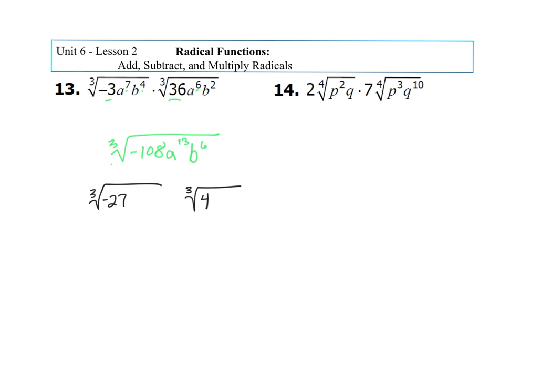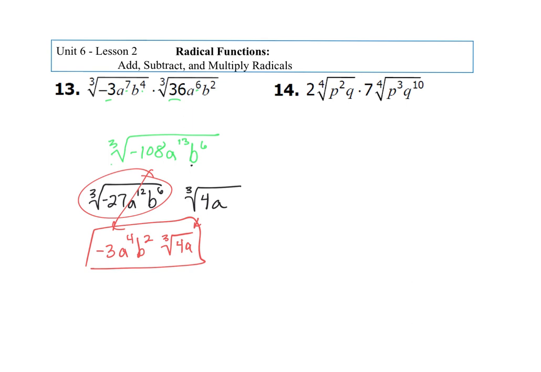Now my exponents have to divide by 3. 13 does not divide by 3. So if I kick out 1 from 13, I get 12, which is divisible. So I kicked out 1 a, I leave 12 in the first. For b's, 6 is divisible by 3, so the whole thing goes in the first house. Okay, we are cube rooting the first house. The cube root of negative 27 is negative 3. Exponents get divided by 3, so 12 divided by 3 is 4. For b, 6 divided by 3 is 2. So we pulled out negative 3, a to the 4th, b squared, and our remainder was the cube root of 4a. And that's all simplified.